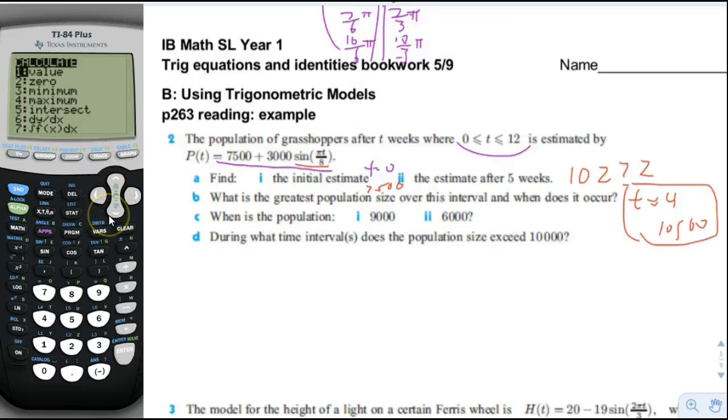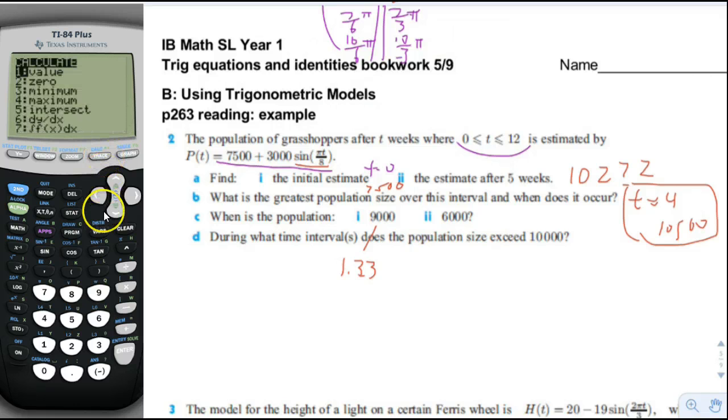So let's find that intersection right there. So we'll go to intersect, which is number 5. And then we'll say first curve, yes. Second curve, 9,000, yes. And then we're going to guess, we're going to move the cursor closer to the first intersection, and we'll say enter. And the first intersection is at 1.33, y equals 9,000. So one of them is 1.33.